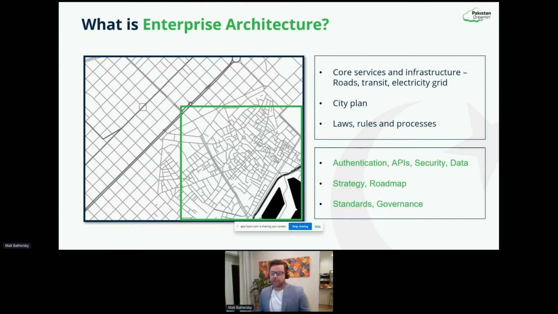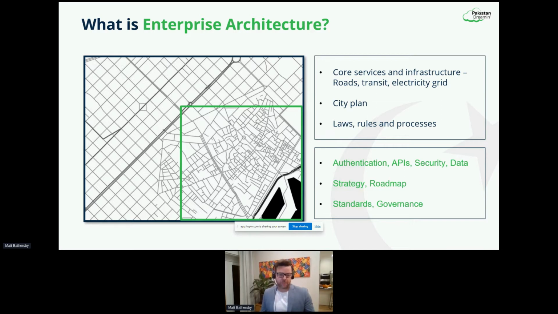I really like this picture. This is a picture of Barcelona in Spain, and the part that I've put the box around is what Barcelona looked like before they put a plan into place, before they had any of these processes, any of this governance, any of this planning. Everything outside of that green square is after they implemented those things.